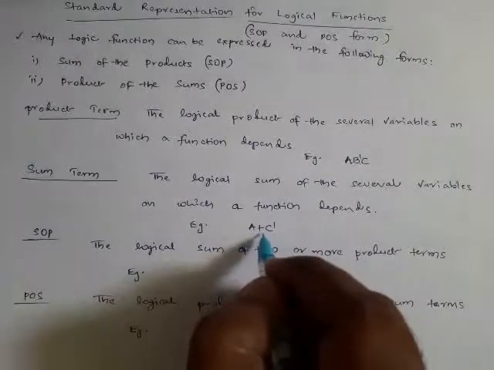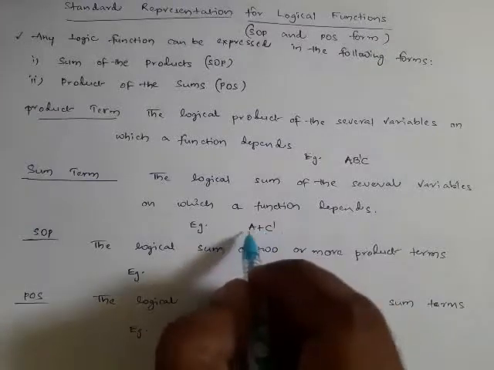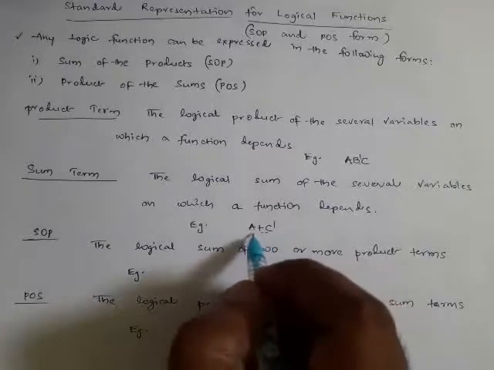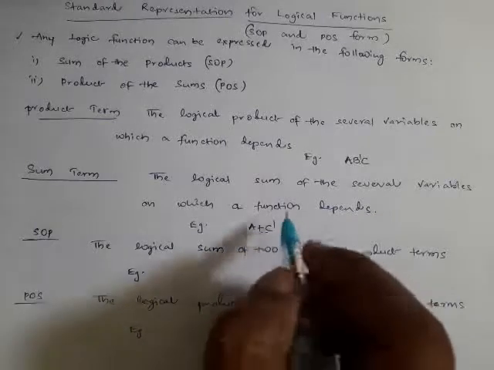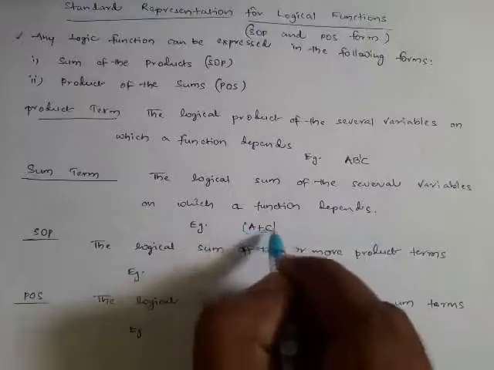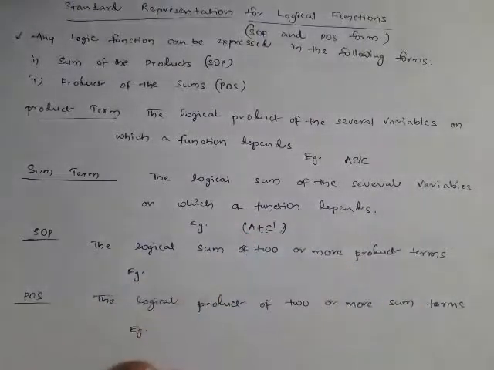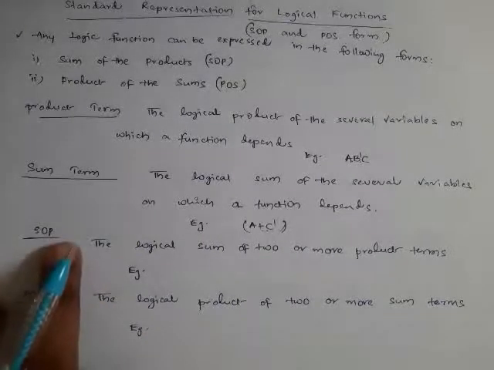Only the two variables are there on which our operation is performed, and we obtain a sum term. And in this you can see that A is present in its original form and C is present in its complement form. So this is how we form sum terms.